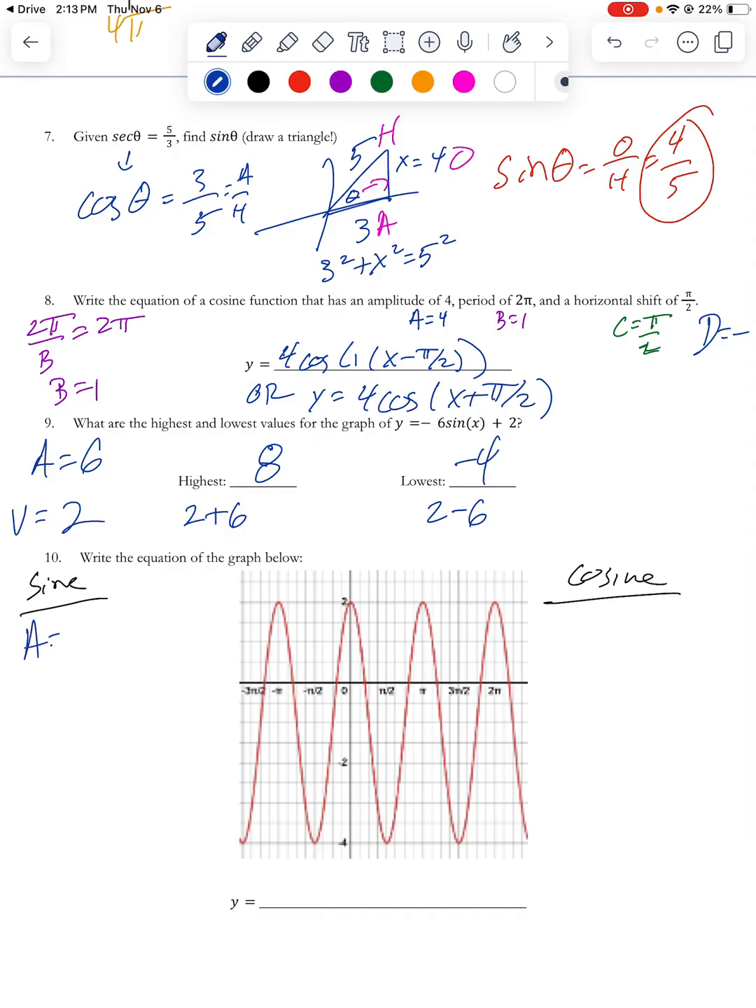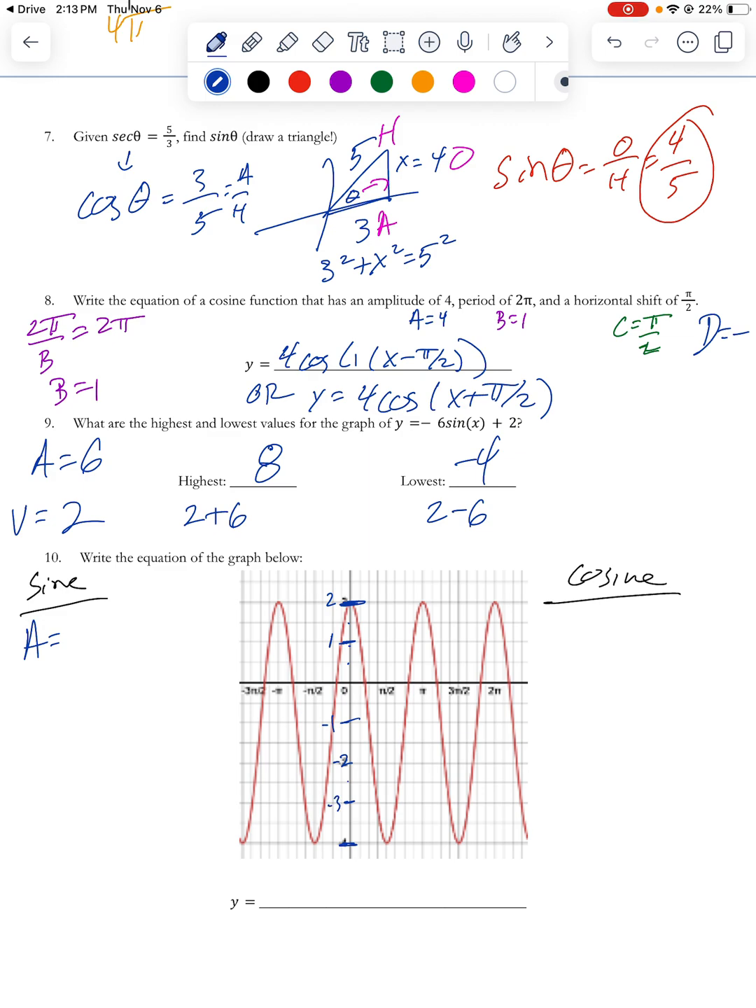What's the A value? Remember, the A value is the middle. All right, so the middle of our maximum and our minimum. You can count off the middle, okay? If this is 2 all the way up here, and there's 4 units in between, that means this is 1. If this is -2, then this is -1. Then this is -3.